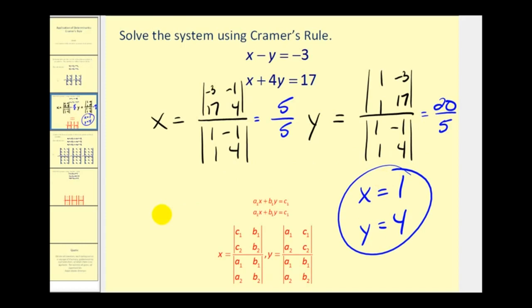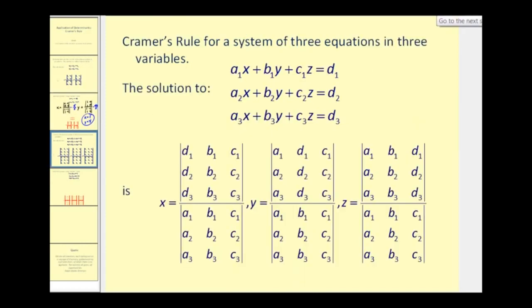Let's take a look at a system of three equations in three variables. Now it looks like a lot's going on here, but the pattern does remain the same for this type of system. And what I mean by that is if you look at the denominators of each of these variables, it's a determinant formed by the coefficients of the x, y, and z terms.